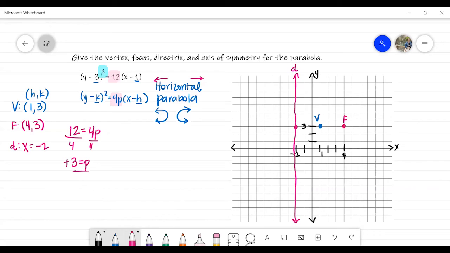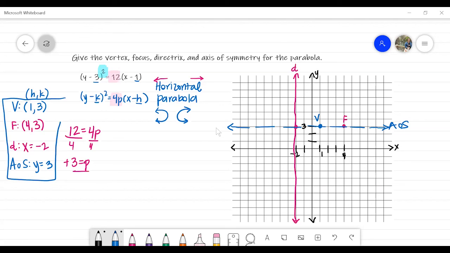Okay. The only other thing it really asked us to find was the axis of symmetry. So again, the axis of symmetry lines up through your vertex and your focus. So you really can just make the straight line that connects those two and continues going through them, right? Axis of symmetry. So that AOS is going to be the line. This one is horizontal. y is equal to 3.